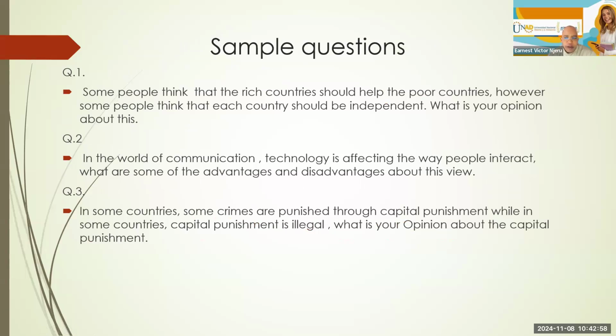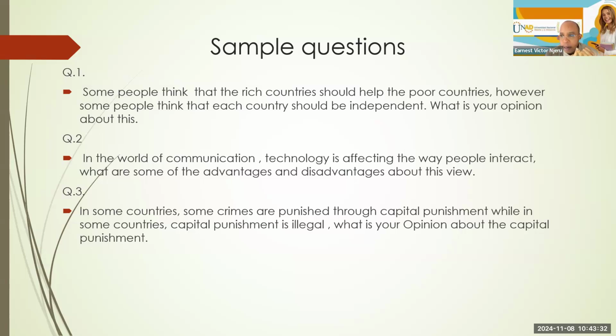For instance, the essay, especially for the writing of the essay questions. Some people think that rich countries should help the poor countries. However, some people think that each country should be independent. What is your opinion about this? So you should know when it comes to the writing of the essay, this one is very important, and I'm going to give you a sample down here. Let's not talk about the IELTS exam, because in IELTS you're supposed to write about 250 words. But in the iTEP and Aptis, you're supposed to write a 5-paragraph essay.